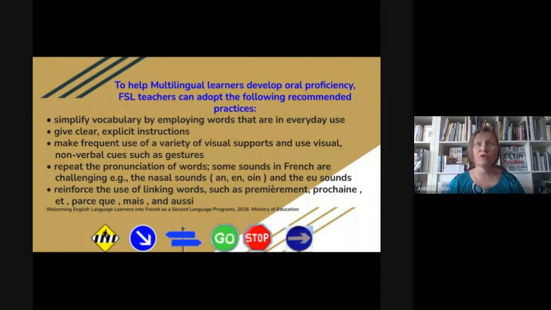Here again are some more recommended practices to support multilingual learners in the FSL classroom.